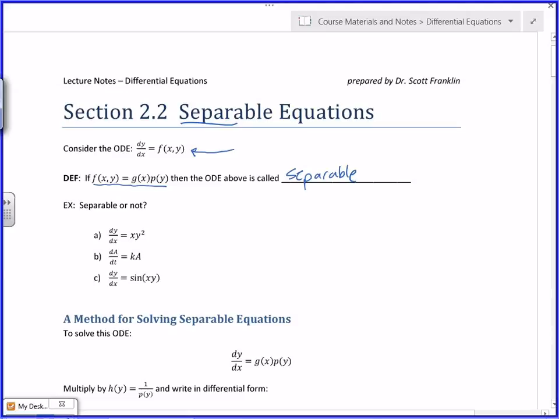Those are all terms we introduced in Chapter 1. Ordinary because there's only one independent variable. First order because there's only one derivative and it's to the first order, first derivative. And it's normal because it's solved for the highest order derivative, in this case dy/dx. Okay? So that's a general differential equation. Those are the ones we're trying to solve in this chapter.